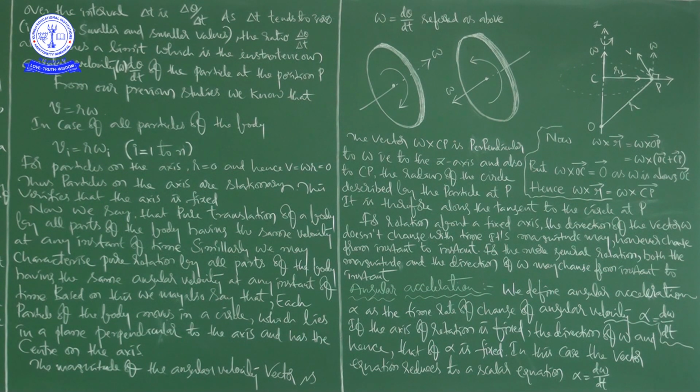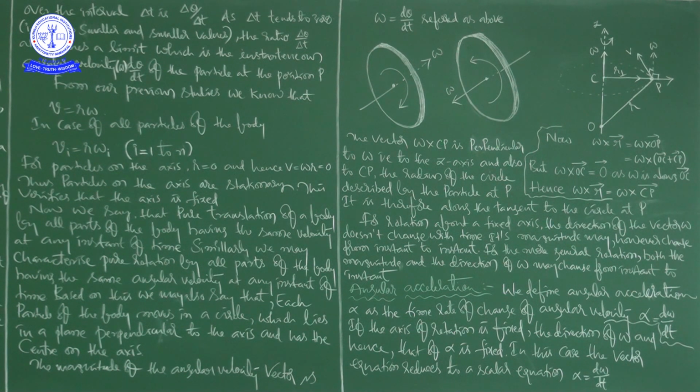Okay, right. And you can also say like this: whatever angular velocity we have, it satisfies, and it is the angular velocity of the whole body when r is fixed. You can also say that pure translation of a body means all parts of the body have the same velocity at any instant of time. Similarly, we may characterize pure rotation by all parts of the body having the same angular velocity at any instant of time.